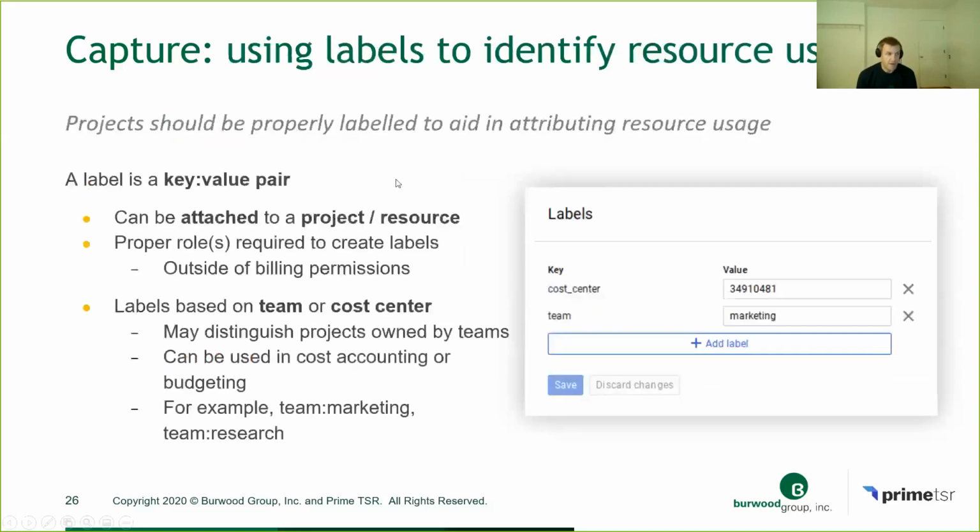Another good practice is to use labels here as well. Labels are simply key value pairs. In this case, as an example, we've got a label for my cost center and a label for my team. So if I want to charge back, it makes it very easy: I charge this back to this cost center and back to this team as well.